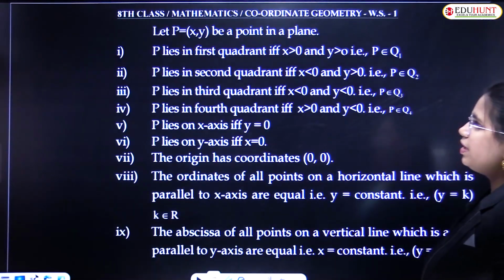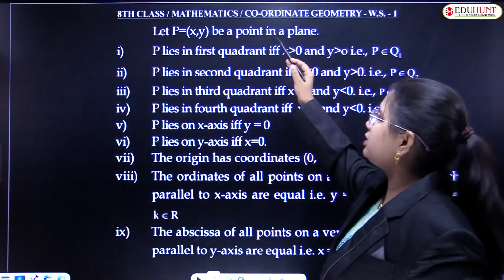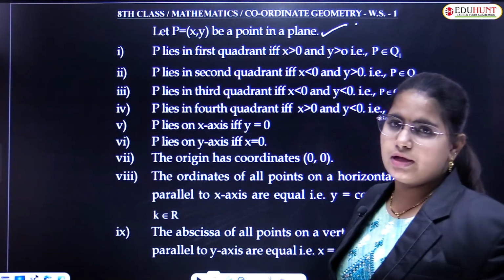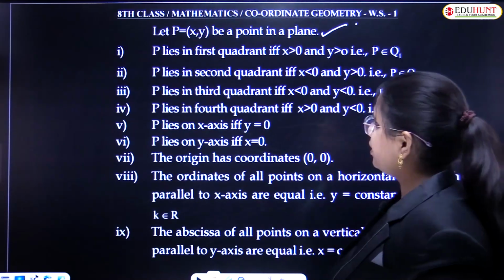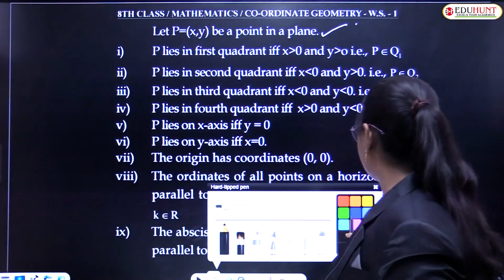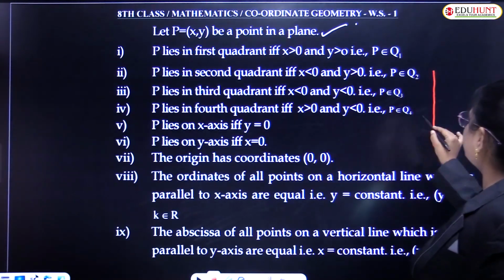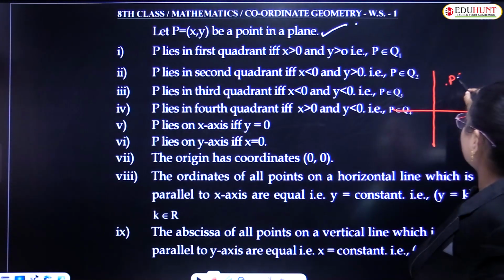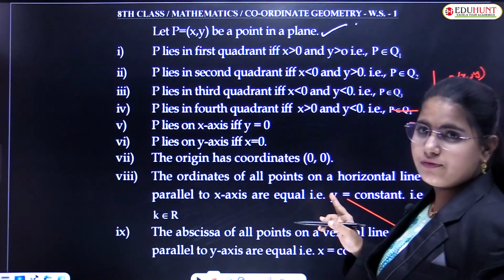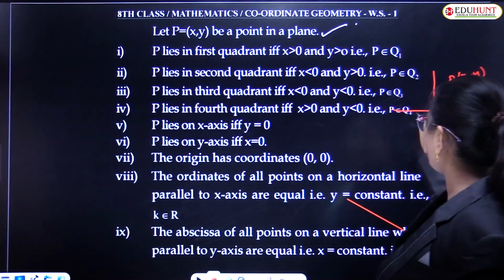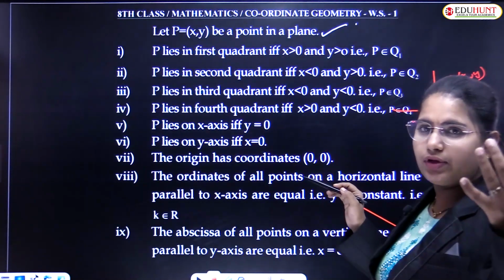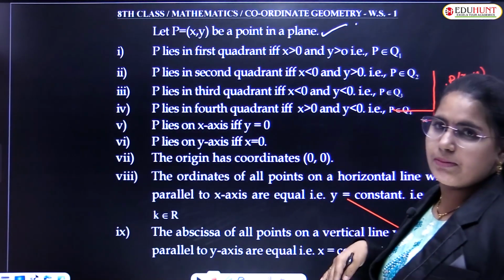Let P(x, y) be a point in the plane. Of course, I am taking one point P(x, y). Let P(x, y) be a point in a plane. If P lies in the first quadrant, these are called quadrants, right? You will have 4 quadrants, each having equal value. You'll have 4 equal parts.